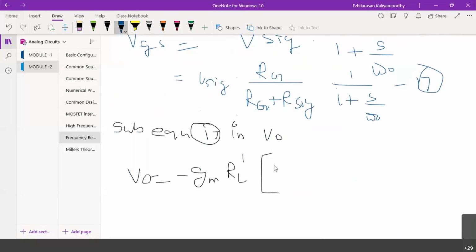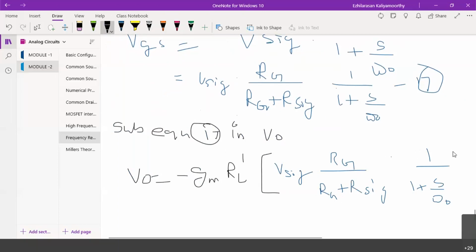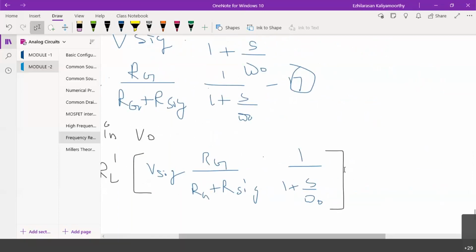Minus GM RL dash, V signal, RG divided by RG plus R signal, into 1 divided by 1 plus S by omega naught. I hope you got it now. So this will be the equation number 18.